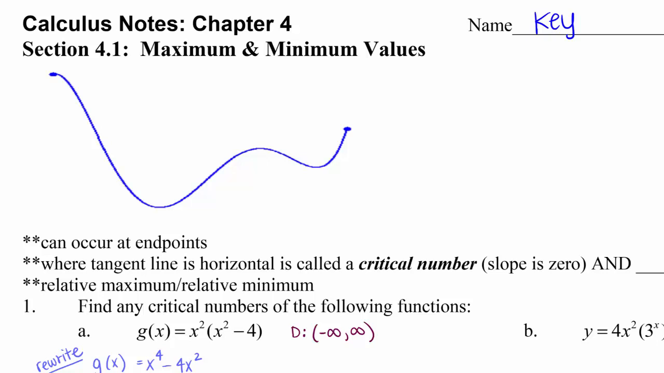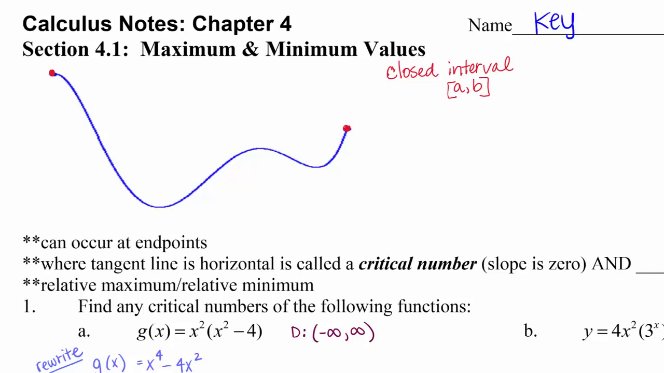So first thing that's important to note is that when we are talking about maximum and minimum values, for the most part, we are talking about closed intervals. By that I mean if we have a starting point, let's say x equals a, and a finishing point, let's say x equals b, oftentimes that closed interval will look like from a to b.